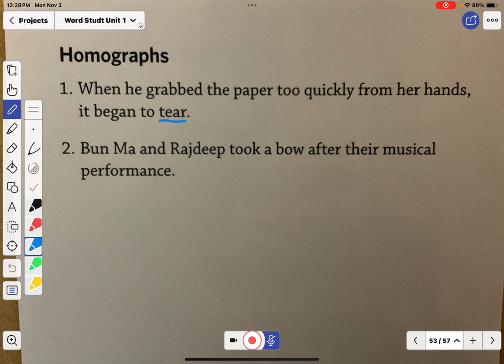So let's look at how the word bow, or is it bow, used in this sentence. Number 2, Banma and Rajdeep took a bow after their musical performance. And so in this case, it would be a verb because they're bending forward to greet someone or to show respect. So homographs are words that have different pronunciations and have more than one meaning.